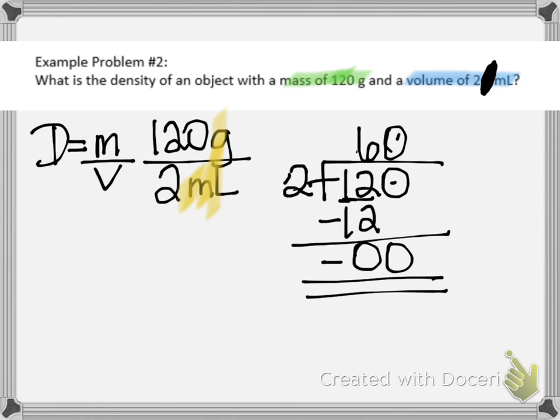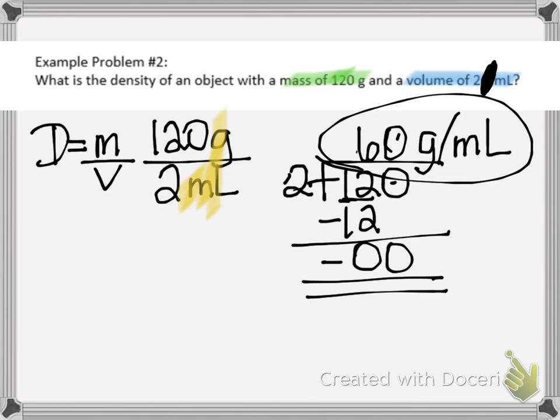So the unit should read 60 grams / milliliters, because we divided grams by milliliters. That's the reason why we put the slash. The slash actually means divided by. All right, guys, and circle it. Okay, this is the end of your density fun videos.